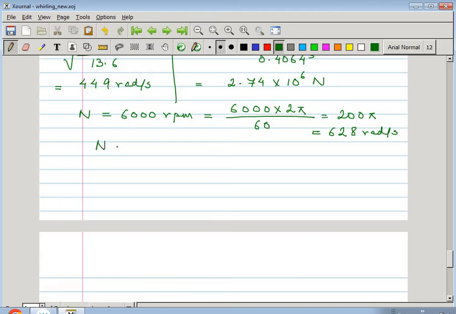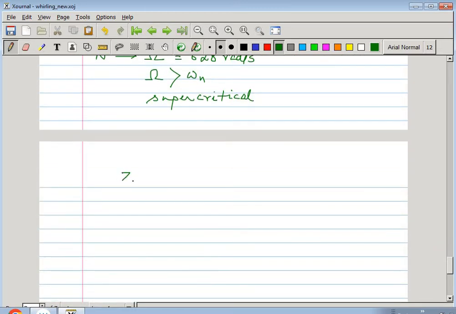So capital omega is 628 radian per second, and capital omega is greater than the critical speed. That means the turbine is operating supercritically. Now we know that Z by E is equal to, if you neglect damping, here there is no mention of damping, so we'll neglect damping.